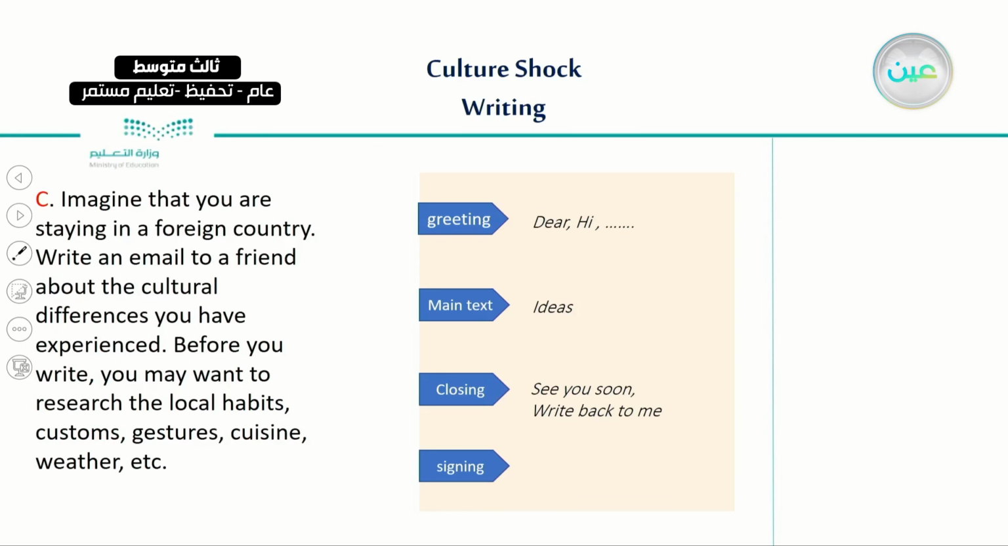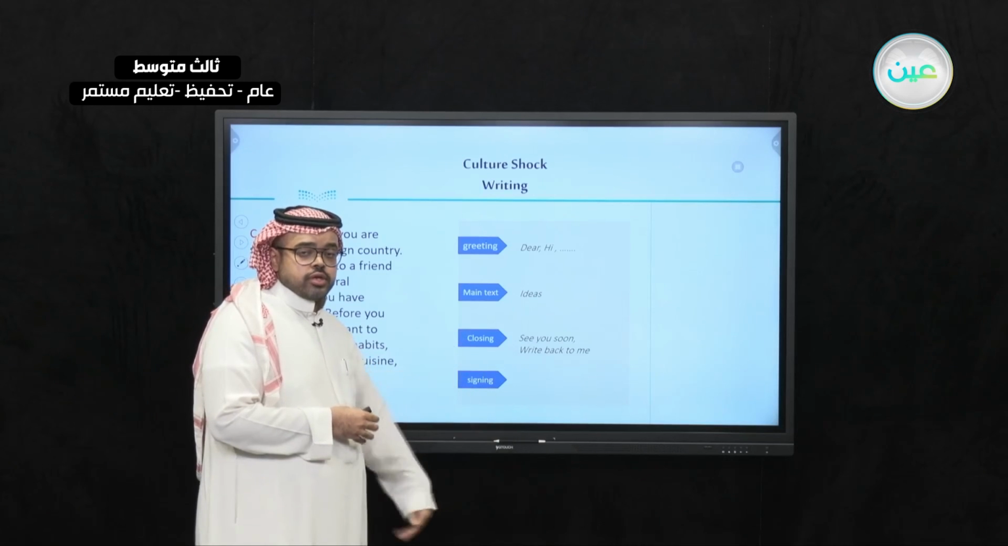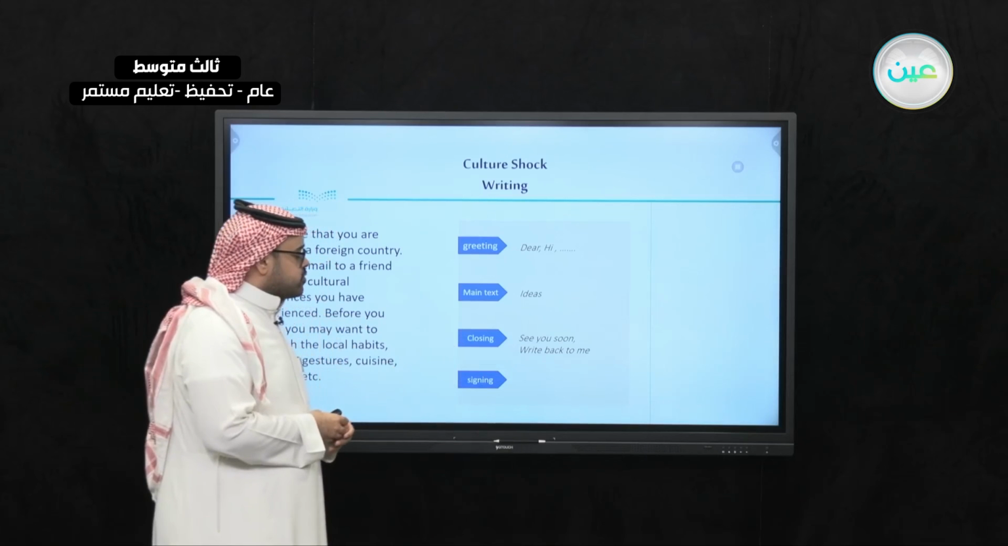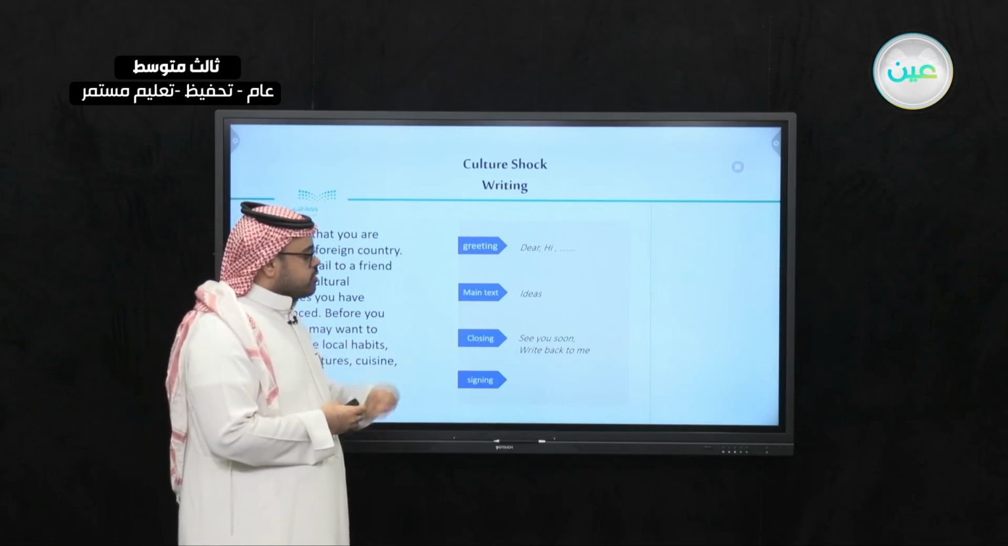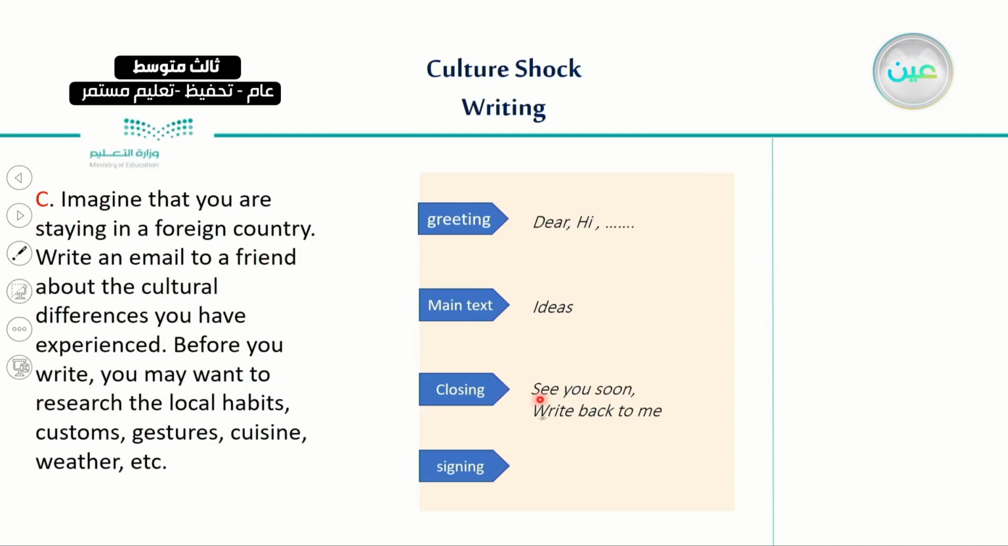And as we have learned before, when you're trying to write an email, you always start with a greeting. So just decide who is going to read your email, and start with phrases like, for example, Dear Ali or Hi Ali. And after this, you try to organize your ideas. So talk about the first thing you experienced in that country, and the second thing, and when you finish, you write a closing sentence, like for example, see you soon, or write back to me, and the signing, which is when you write your own name.